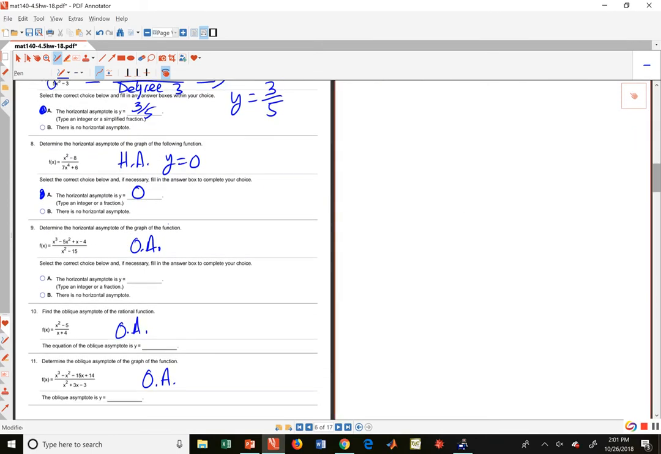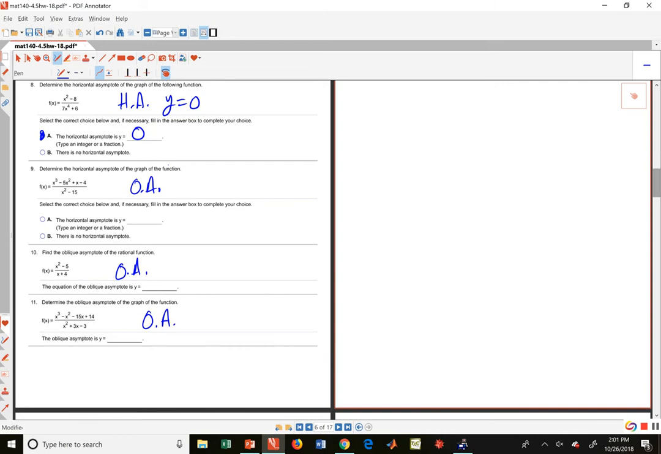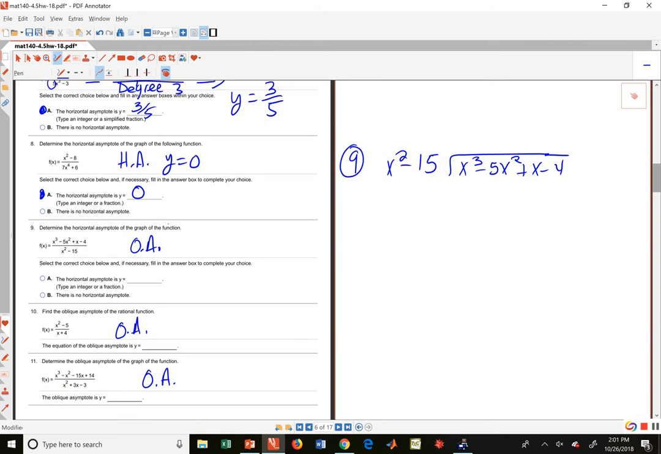All right, well, I want to go back and do some of these oblique asymptotes. So remember, the one degree higher than the denominator is an oblique asymptote. So let's grab number 9. And we're going to do some long division. This one's a little bit more involved than our last example. So x cubed minus 5x squared plus x minus 4. But we just got to take one extra step that we didn't do a couple of videos back.